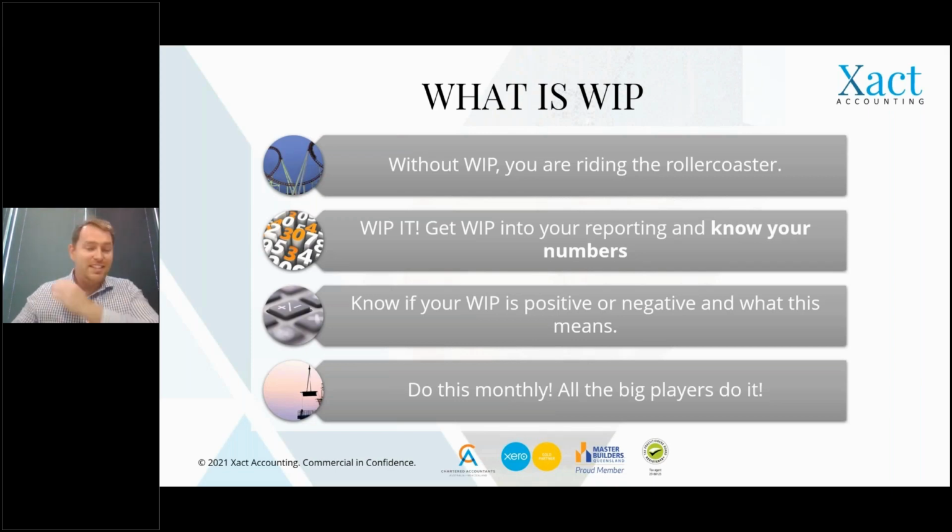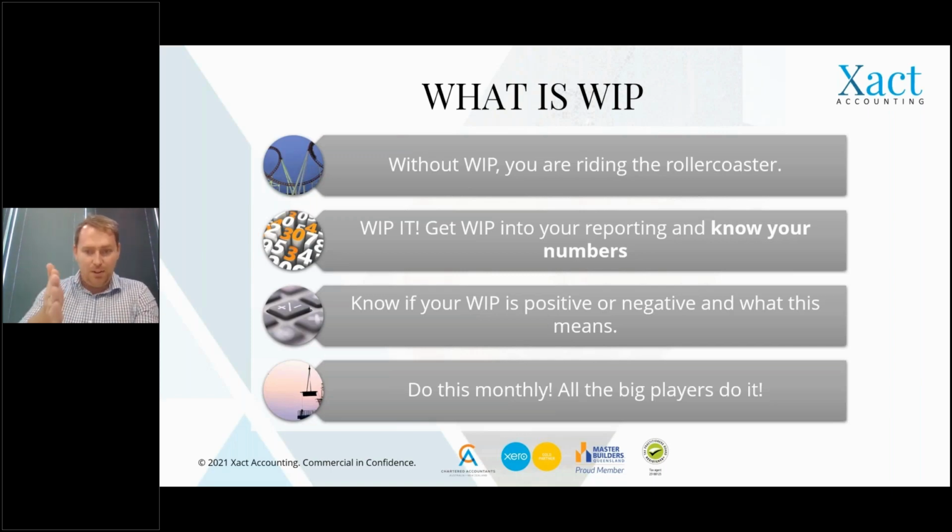So what you want to do ideally, if you can run negative WIP, great, which means you're obviously using the client to fund your projects, or the banks. But if you can run positive WIP and obviously a large cash balance, that's great. And the big thing is do it monthly at a minimum. You probably don't need to do it weekly, but all the big players do it.